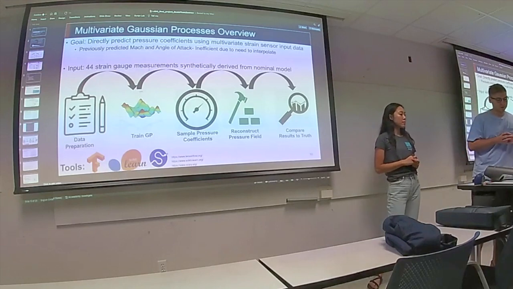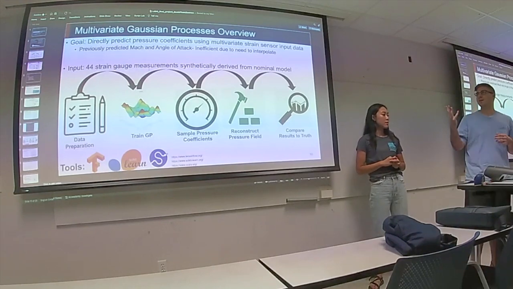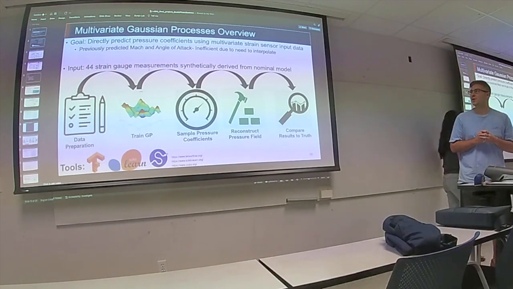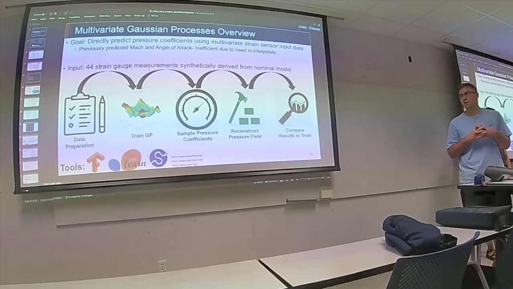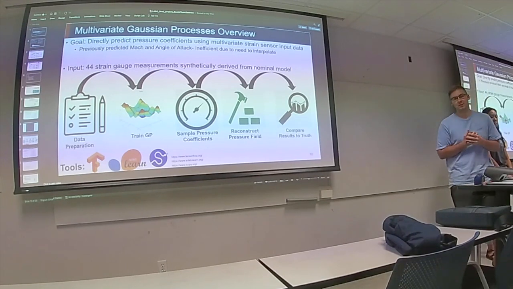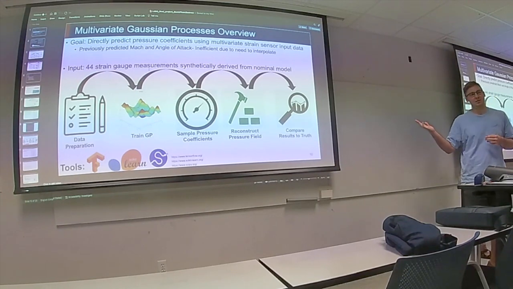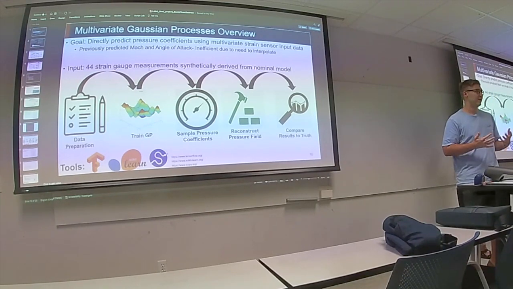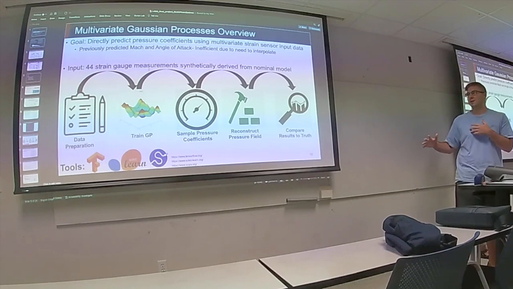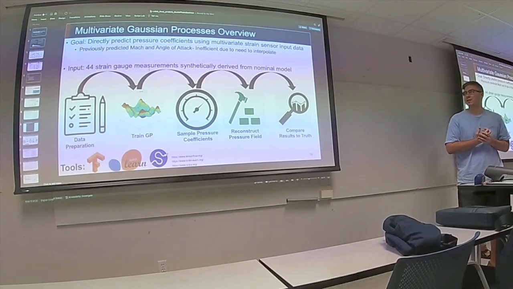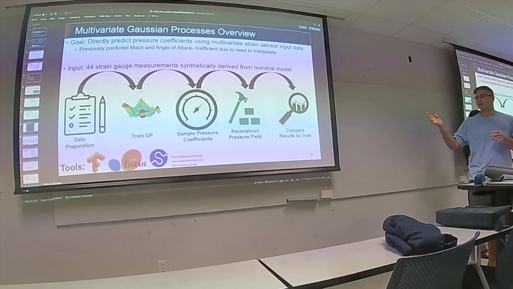Moving on to the first process that we used, I was seeing how we could use a multivariate Gaussian process to directly calculate the pressure coefficients. If you recall last time, I was trying to use a Gaussian process to predict the Mach number and the angle of attack. However, that had an extra step, which is that you need to interpolate via a lookup table. So I said, why not completely work around that and just directly predict the pressure coefficients.